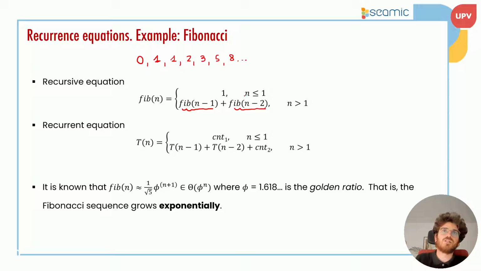So to compute Fibonacci, we get that the two first elements are 1 and 1. So if n is lower than or equal to 1, we get 1, and otherwise we sum up the two previous elements until we find out what the result is.